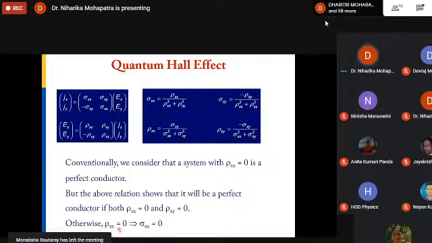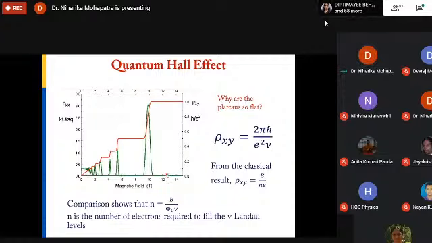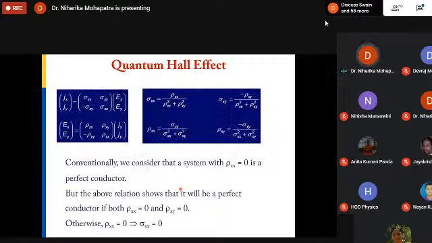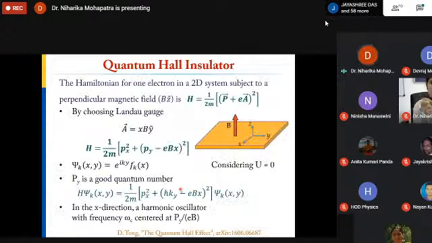So this is a surprising relation that normally you don't think of. What you see here, your rho xx is 0 and you get sigma xx will also be 0. Okay, so basically rho xx represents the dissipation and sigma xx being 0 says that there is no charge current along the x direction. Okay. Now with this, I'll tell you very quickly what we are looking for. I mean, how do we understand this quantum Hall effect?